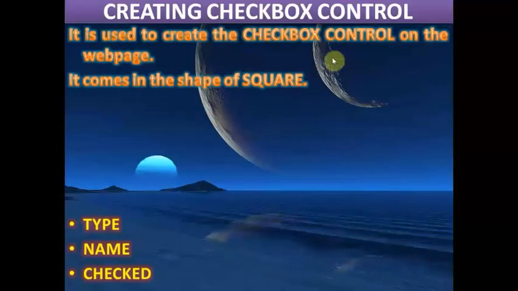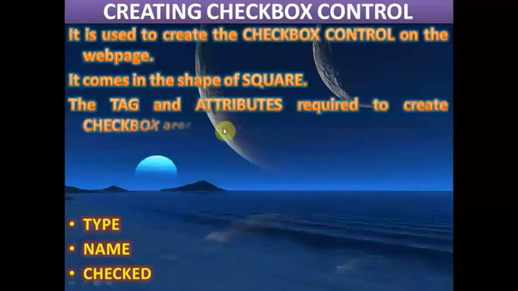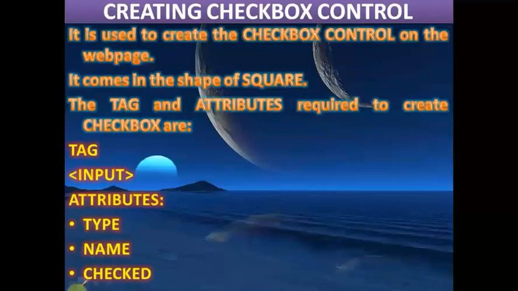Now another, here you will understand creating the checkbox control. It is used to create the checkbox control on the web page. It comes in the shape of a square. The tag required is the input tag, and these are all the attributes: the same attributes, type, name, and checked. Here the main difference is that it comes in the shape of a square, and here you can select multiple options, but in a radio button you can select only one option.